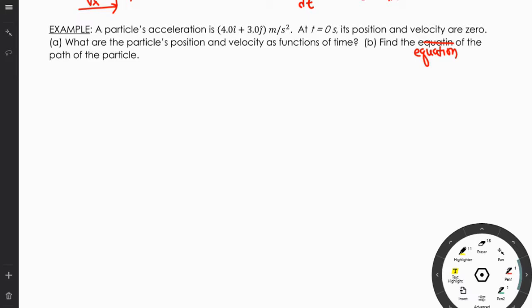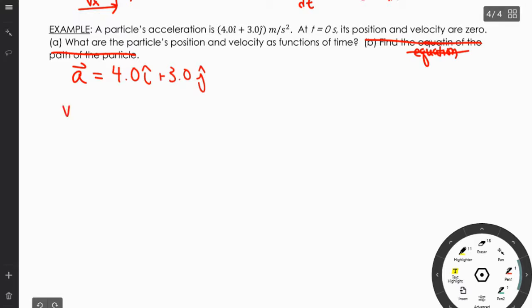So we're finding, let's not do part B. Okay, so I misspelled that word for nothing. So we're given that the acceleration vector is 4.0 i hat plus 3.0 j hat.